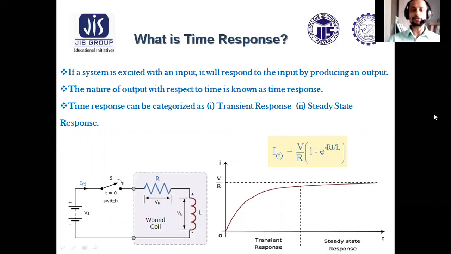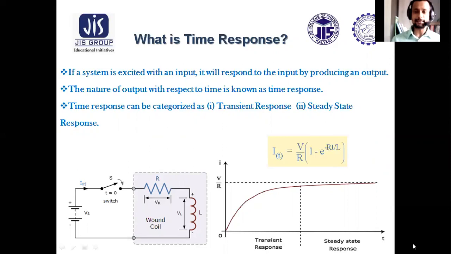So let us start with what is time response. Response means, if an input or an excitation is given to a particular system, how the system produces output, what is the nature of the output, or how the system is responding, that is known as response. So with an input, a system should respond. Now, the response of the system may vary with time or may be invariable with time. So what is the nature of the response? That will be discussed in today's class. Time response means how a system is behaving with respect to time.